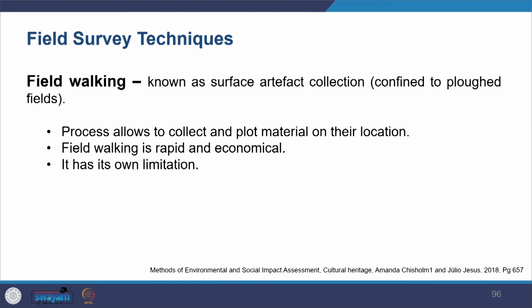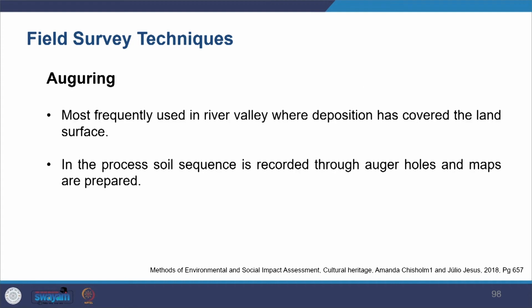But all these techniques also have their own limitations. I'm not going to get into it. The other technique you see is augering, and this is especially used in river valleys. So wherever there's deposition and the land surface is covered, there's some kind of cover masking the element which you want to investigate. So in this process, what you really do is process soil in a very sequential manner, and then you record what you find. So you create auger holes, and you prepare the maps for that.